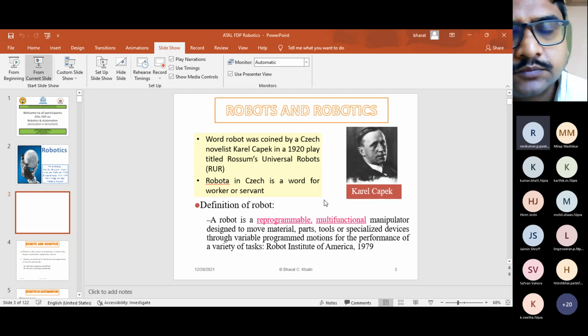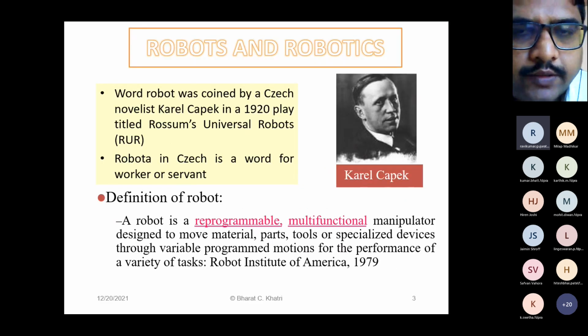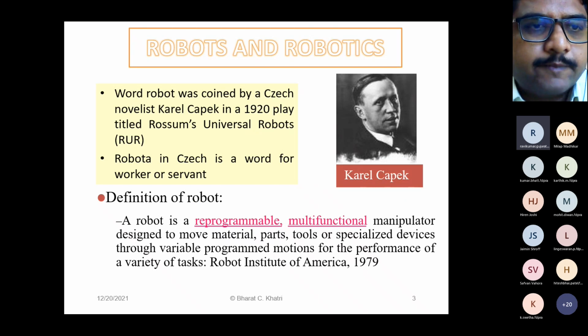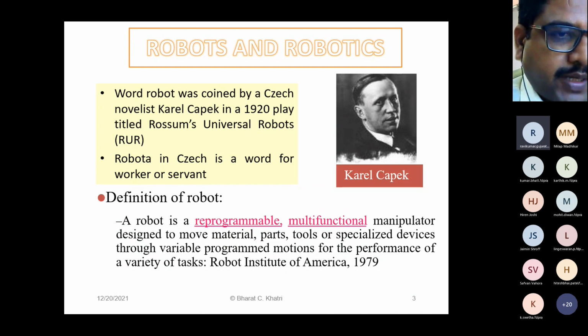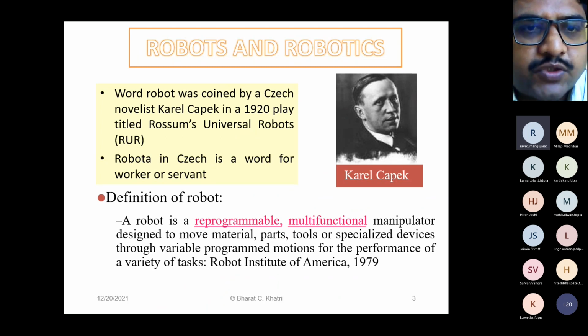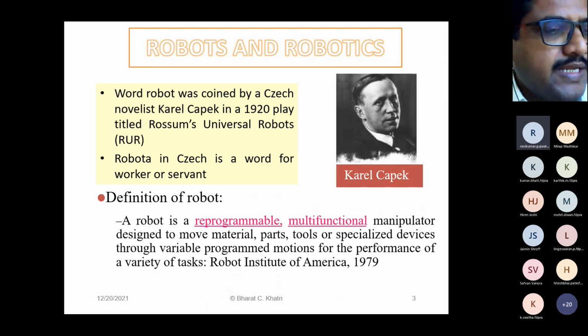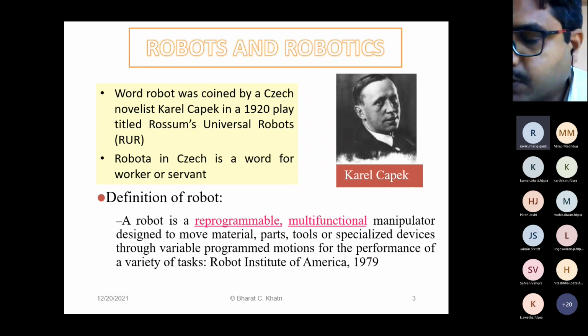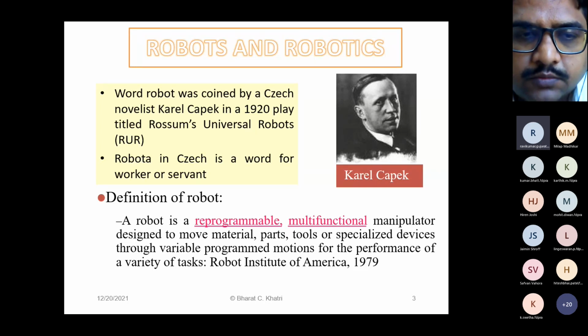Now, as we have already gone through, the word robot came into the real world in a play held in 1920, written by Karel Čapek. He used Rossum's Universal Robots, and robota is a Czech word. It is used for a worker or servant who obeys the orders of his boss. So that is how the word robot came into the world.